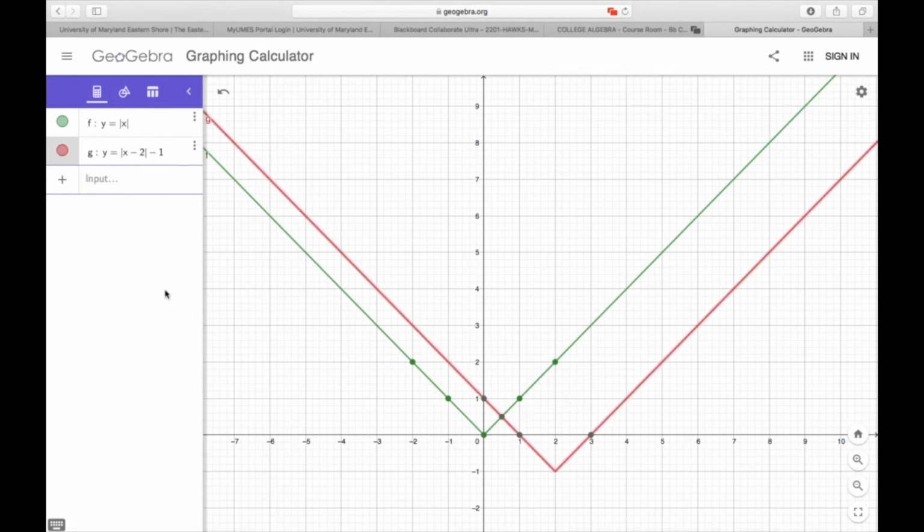Let's take a look. This is what it looks like. As you can see, here's the first point here. I've gone down 1 and to the right by 2. So that's how vertical and horizontal shifting works.